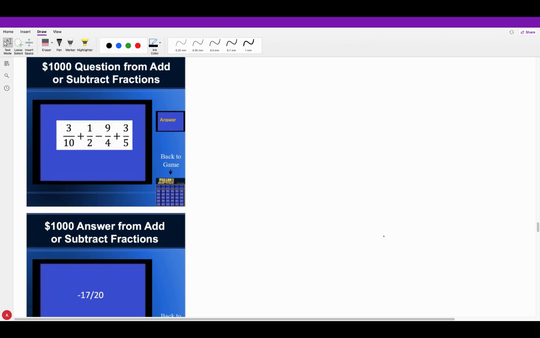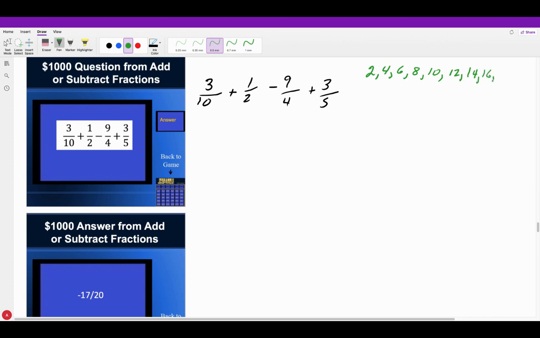All right, so this one here, we have 3/10 plus 1/2 minus 9 over 4 and plus 3 over 5. So what I do when I'm doing problems like this is I take the smallest number, or you can write them all out. But I'll write them all out. So 2, 4, 6, 8, 10, 12, 14, 16, 18, 20, 22. And I'm going to go ahead and write out my 4s. So 4, 8, 12, 16, 20, 24, 28.